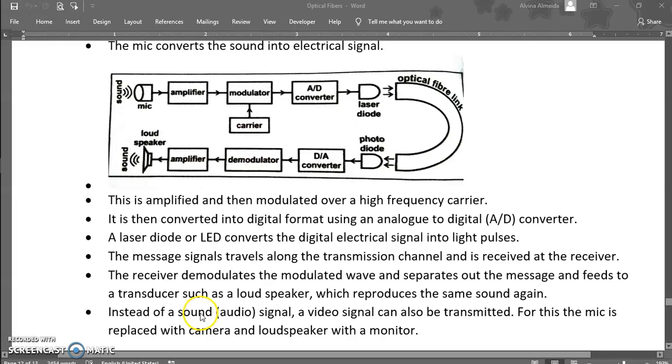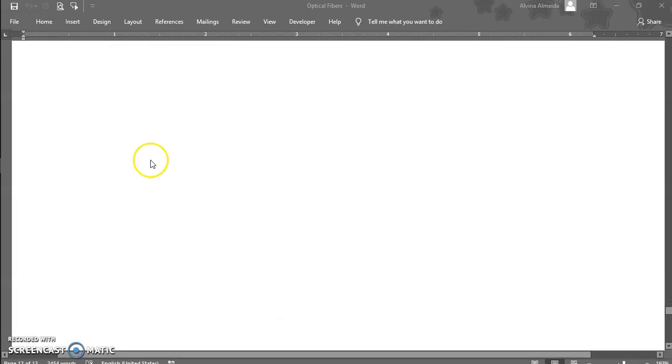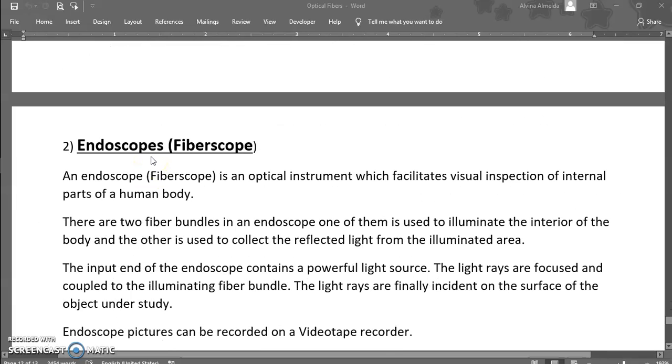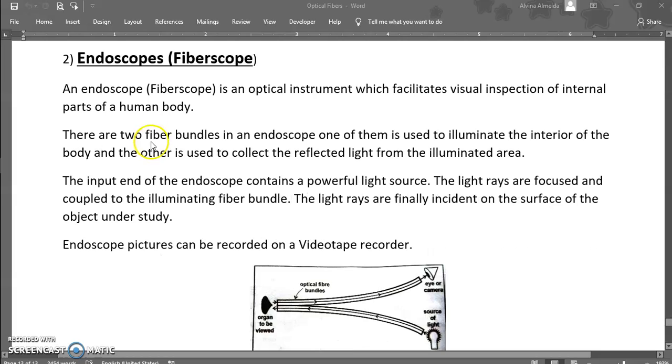Now, instead of the sound audio signal, a video signal can also be transmitted. In this case, the mic is replaced by a camera and the loudspeaker is replaced with a monitor. Next, we'll see endoscope, that is fiber scope.